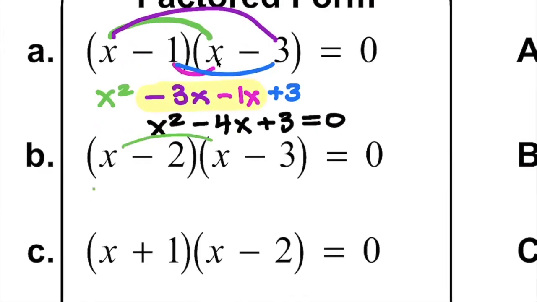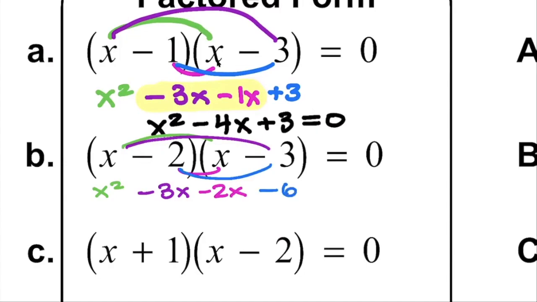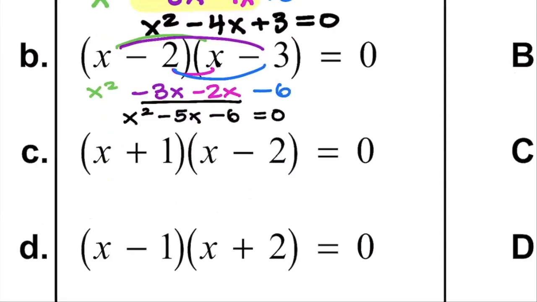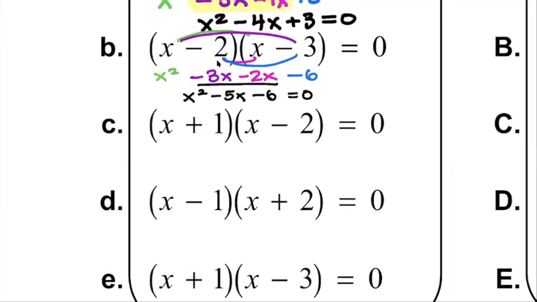So x times x gives me x squared. x times -3 gives me a -3x. -2 times x, -2x. And lastly, -2 times -3 gives me -6. Again, the same two pieces can be combined together right here. So we end up with x squared minus 5x minus 6 equals 0. So go ahead, pause here, see if you can multiply out C, D, and E.